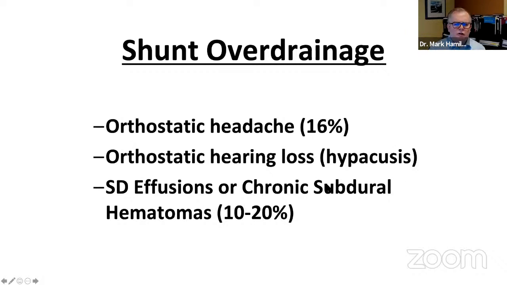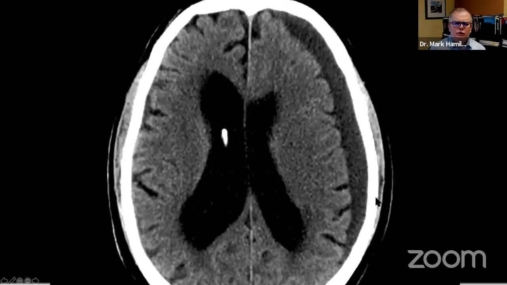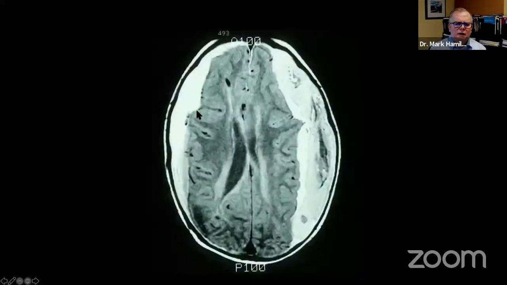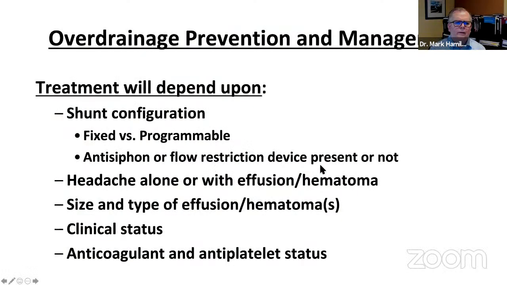In subdural effusions or chronic subdural hematomas, it's about 10 to 20%. If you look back at the old Dutch shunt trial, or if you look at the Sao Paulo trial comparing shunts and ETV with fixed pressure valves, it's close to 20%. This is a subdural effusion. This is a patient that I saw very early in practice who had a fixed pressure valve with dramatic overdrainage and bilateral chronic subdural hematomas.